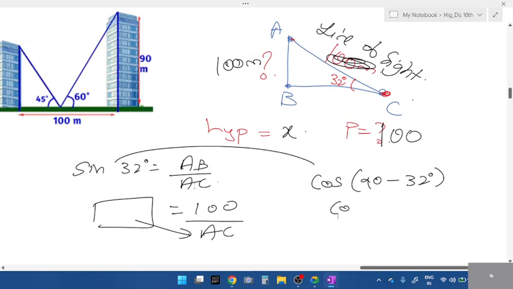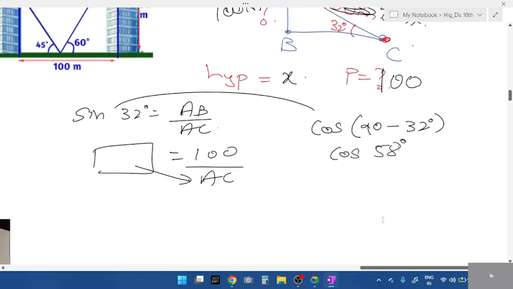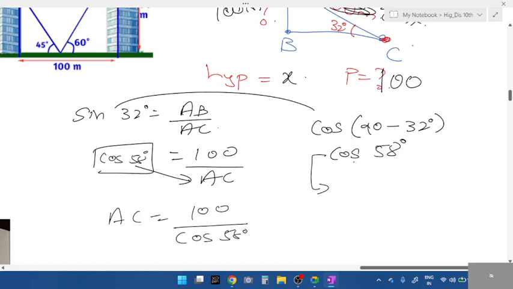The reason, if I convert into cos, students, what are we getting? Cos 90 minus 32 is 58 degrees, right? Even if I use complementary here, I'm going to get cos 58. What is cos 58? If you check the table, it's again a decimal value, right? If I divide it again, I'm going to get a decimal. Okay, if I convert this into reciprocal, what is the reciprocal for cos 58?